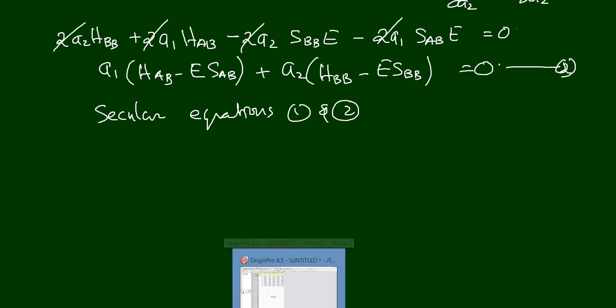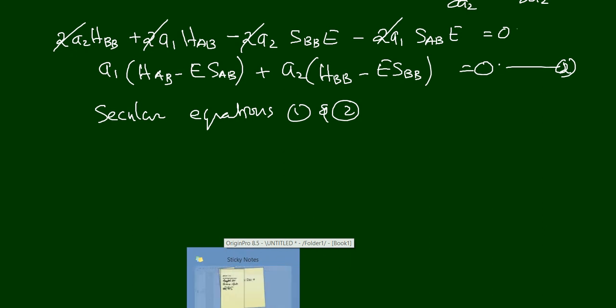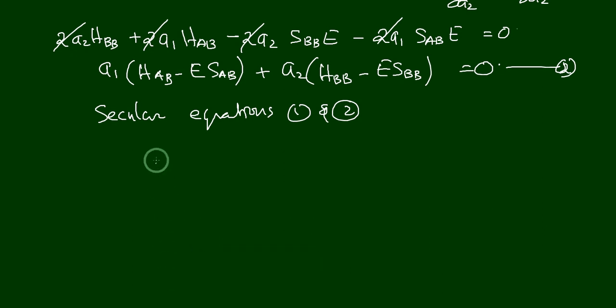And these secular equations will have a trivial solution if you consider a1 and a2 as 0. Then both equation 1 and equation 2 will be correct, because if a1 and a2 are 0, the left hand side of both equations will be 0. That is a trivial solution. If you want a non-trivial solution, then what is the condition? You may be remembering, the determinant of the coefficients of a1 and a2 should be 0.